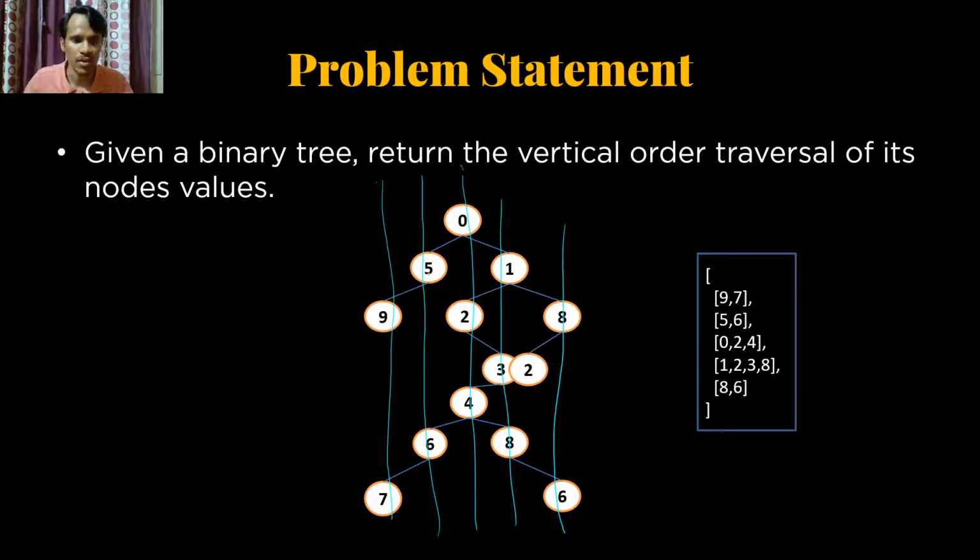So we have to return the values such that, let's say this is distance 0, this is distance -1, this is distance -2, this is 1, this is 2. So we have to return 9 and 7, which are at distance -2, right? Then we have to return 5 6 which are at distance -1, and then 0 which is 0 to 4, and then 1 1 2 3 8, and then 2 which is 8 and 6.